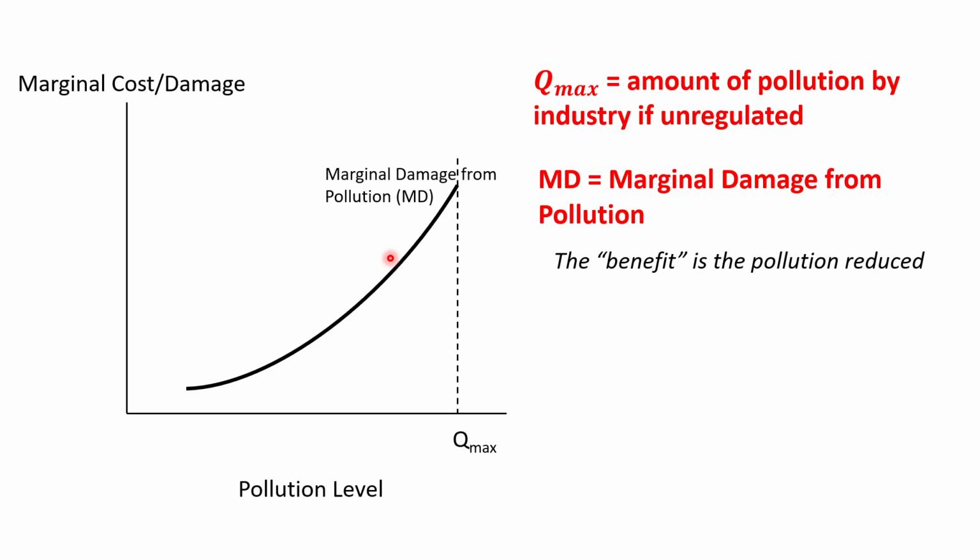And so the benefit in our model is the pollution reduced, this marginal damage avoided. When we read this graph, we want to start from the right to the left. We start with Q max, and we ask ourselves: for every unit of pollution reduced, this is the marginal damage that we can avoid. And the property here is that as we reduce more and more pollution, the marginal damage that we can avoid decreases, meaning there's a diminishing marginal benefit from pollution reduction.